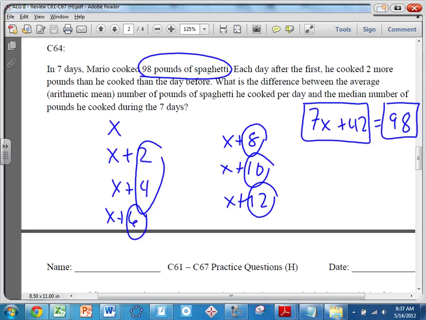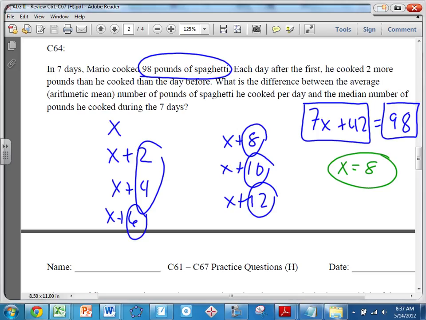It says next, what is the difference between the average and the median? What do I do to find out the average and the median? It would help to solve for X, absolutely. So, solving for X, what do you get here? 8? Okay, if X is 8, where's the median in my set of data?